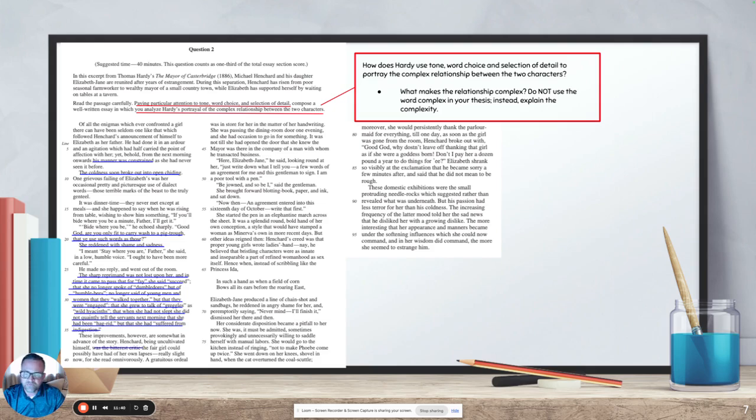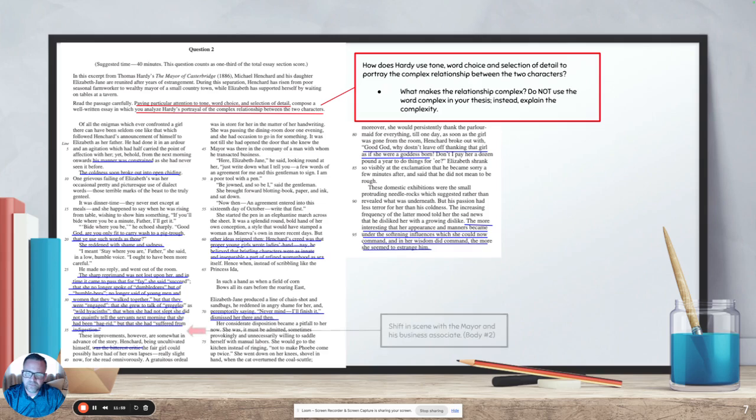So I'm going to pause there for a second. I'm going to underline some additional details in this paragraph, and I'll get to those in a second. But I also want to point out here a particular shift in the scene.